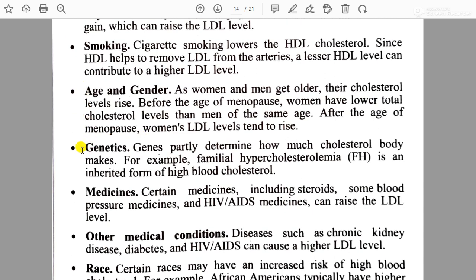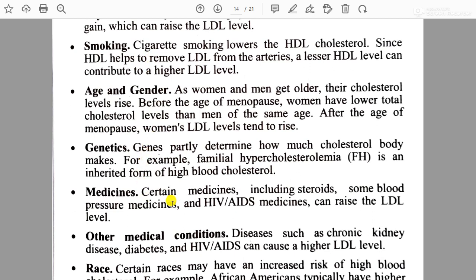Okay, then next factor is genetics, that is, genes partly determine how much cholesterol the body makes. For example, certain people have genetic conditions like familial hypercholesterolemia, that is FH, which is an inherited form of high blood cholesterol. So genetic conditions can also determine the LDL level in addition to all other factors.